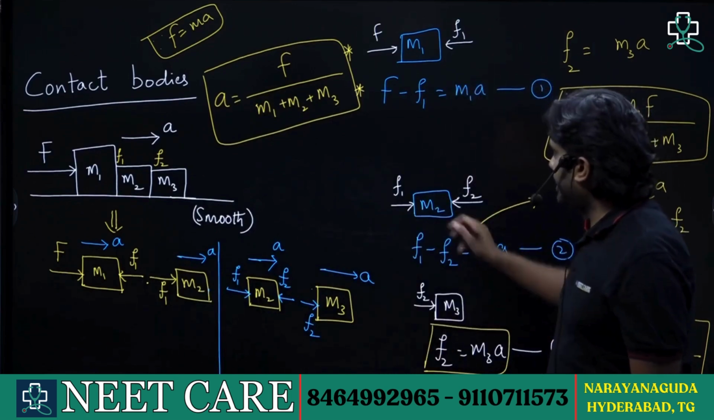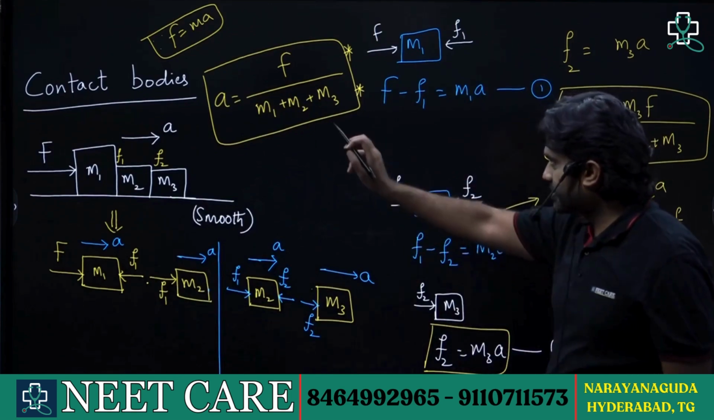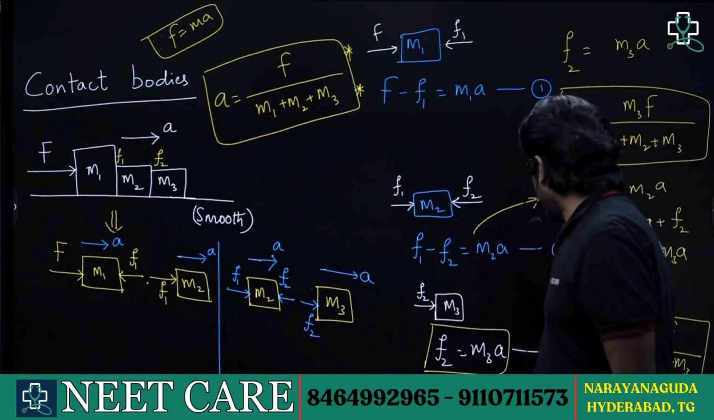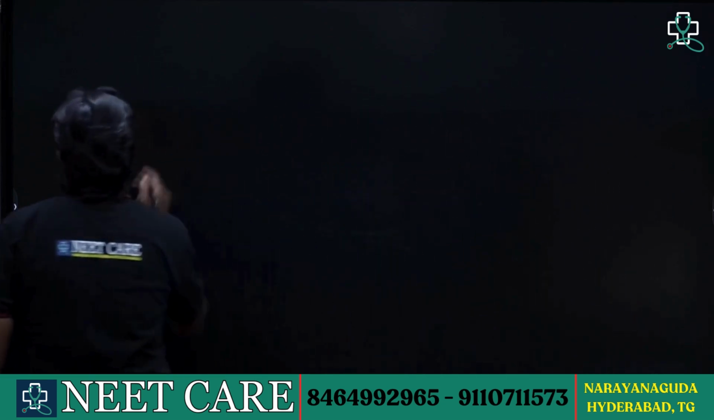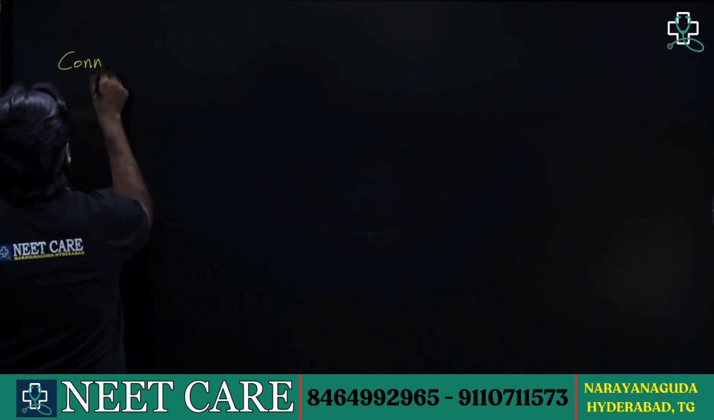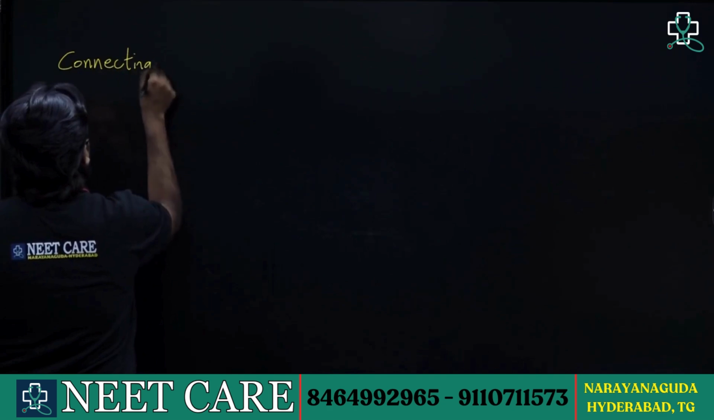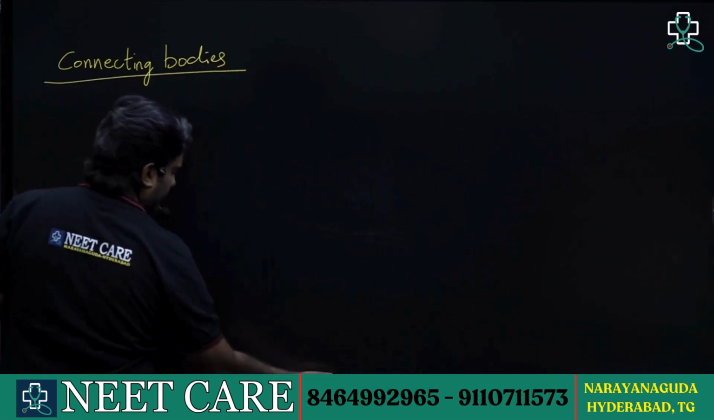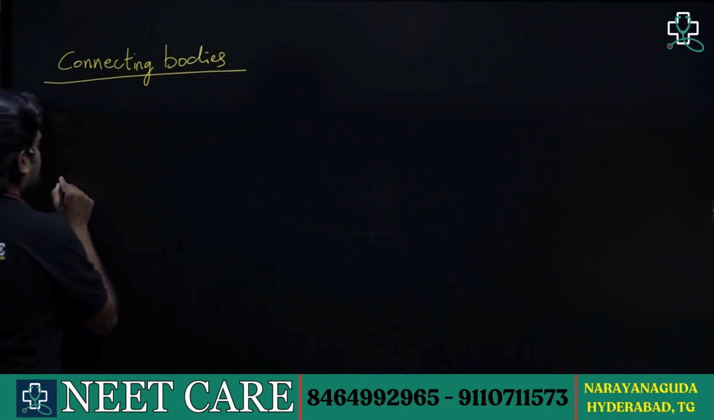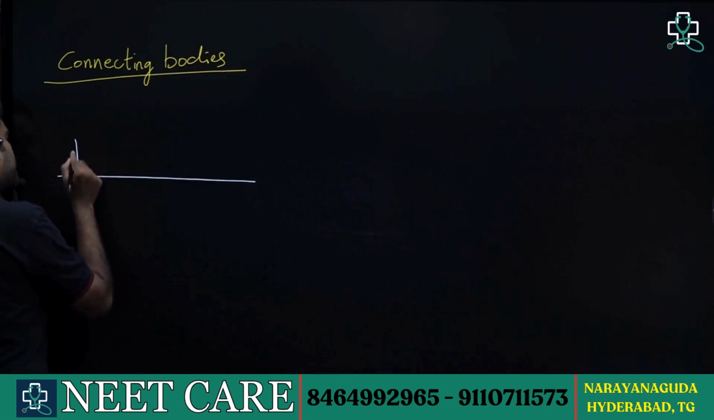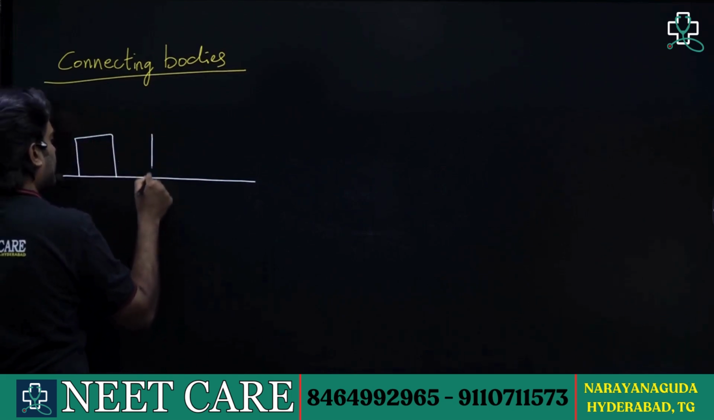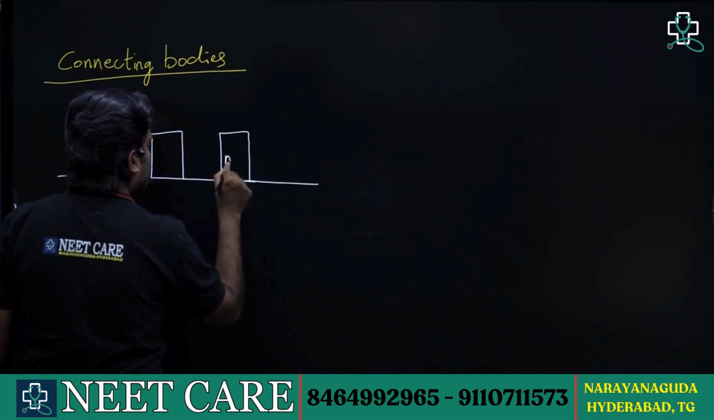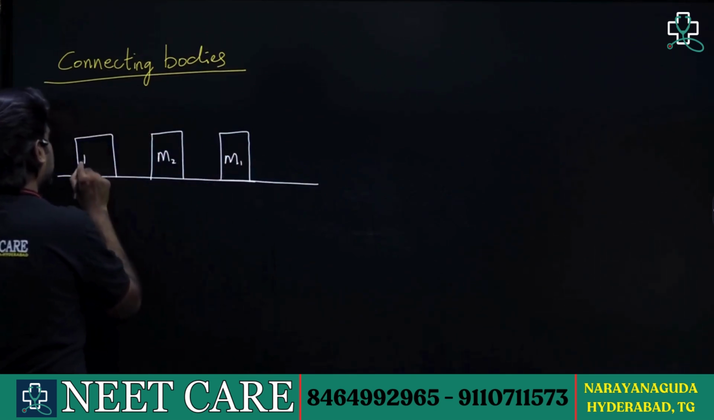So right, next you take connecting bodies. This is contact bodies, no? Contact bodies means kept against each other on a smooth surface. So next you take connecting bodies here. I'm taking connecting bodies. See, exactly the same objects which we have assumed in the previous application. Take M1, M2, M3. So this is M1, this is M2, and this is M3.